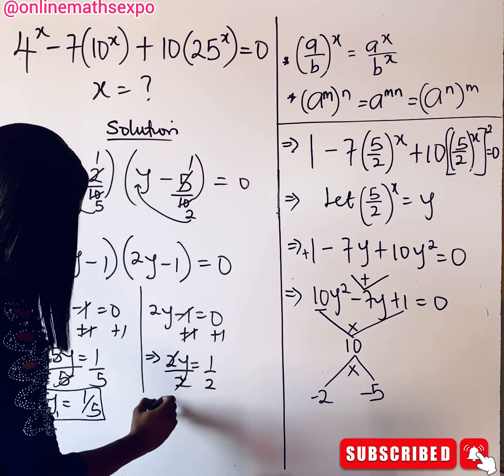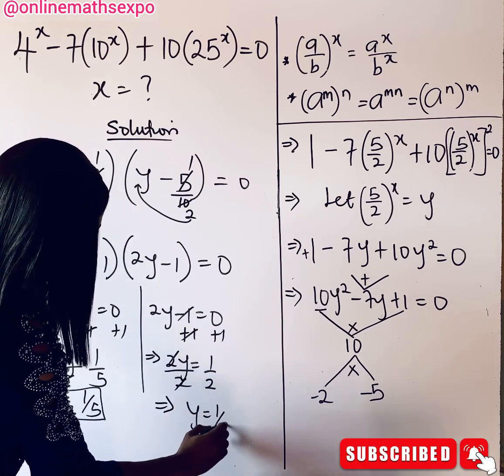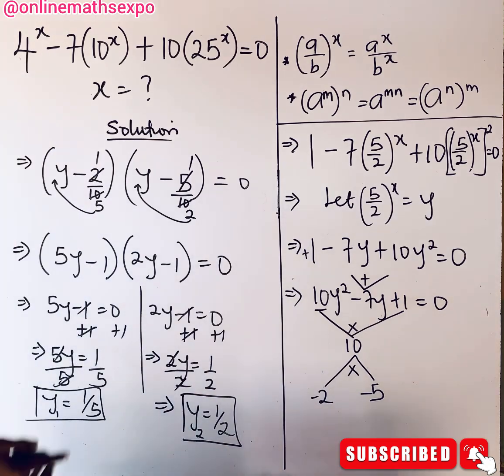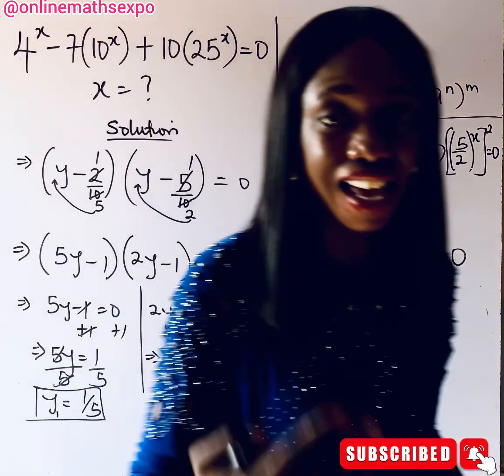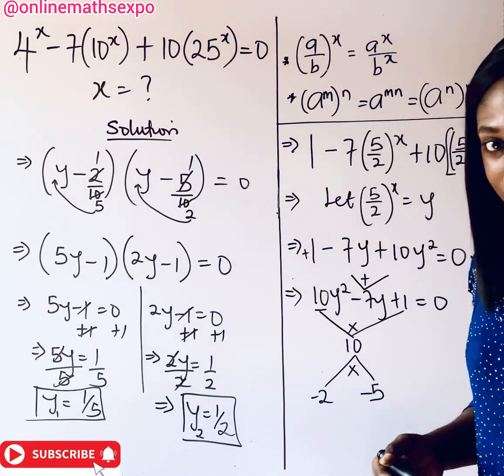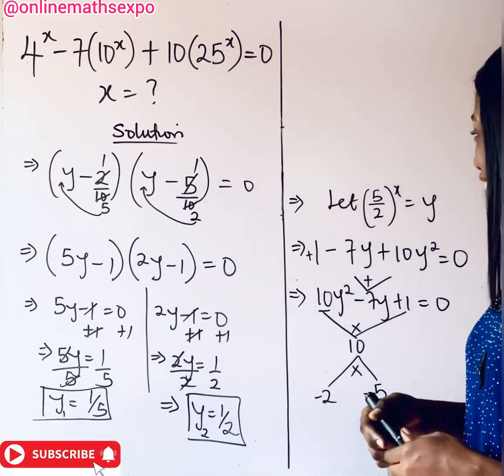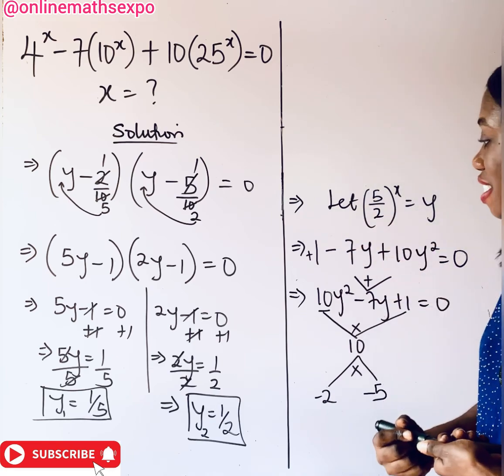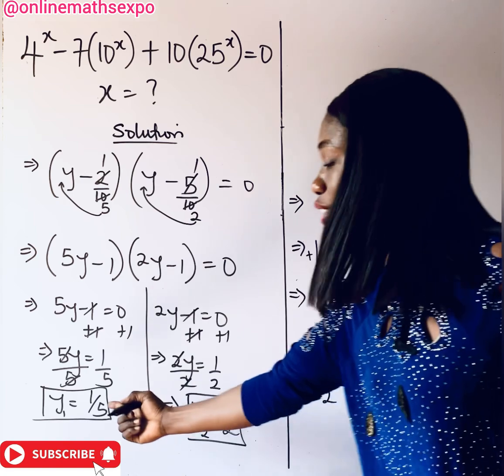If you do that, you are going to have y is equal to half. So you see we've gotten two values of y. But you know we are asked to find x. So let's do that together. But remember, we said earlier that let our y be this, okay? So what it means is that we need to make use of it to get the value of x.